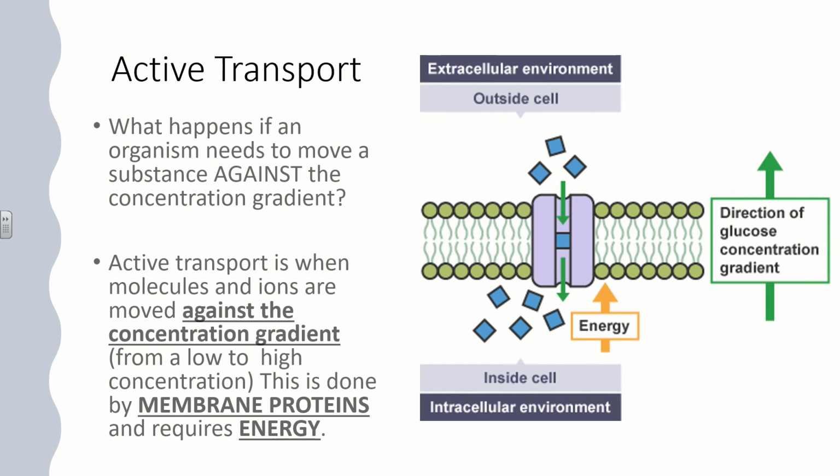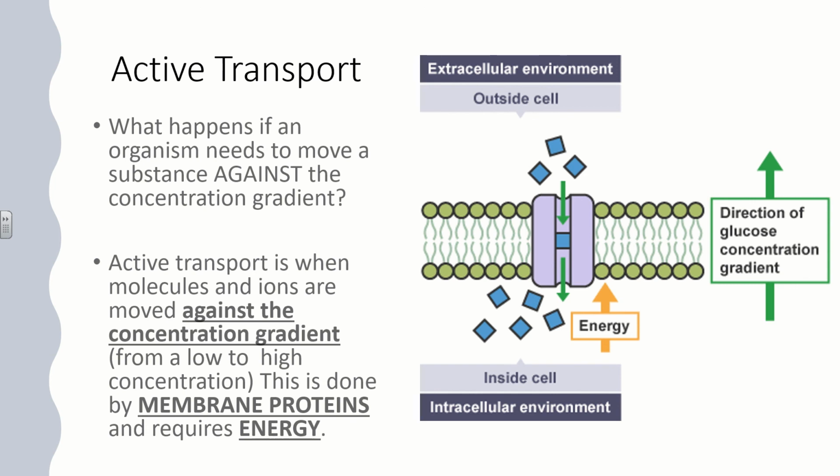So I always think of it as if you're walking up the stairs at school, that requires more energy than going down the slide. Active transport also requires membrane proteins to facilitate the movement of molecules and ions across the cell membrane. Remember before we looked at the glucose and the carbon dioxide, and the carbon dioxide was able to pass through the phospholipid bilayer because it was selectively permeable, whereas the glucose were using the proteins to get through.